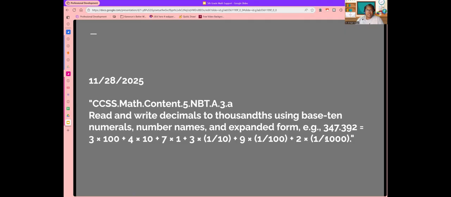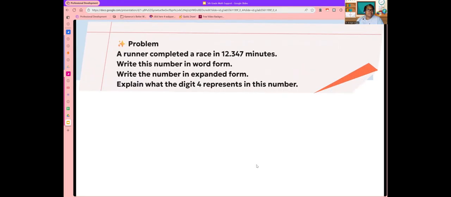For example, 347 and 392 thousandths would be 3 times 100, plus 4 times 10, plus 7 times 1, plus 3 times 1/10, plus 9 times 1/100, plus 2 times 1/1,000. So let's practice that with this problem.